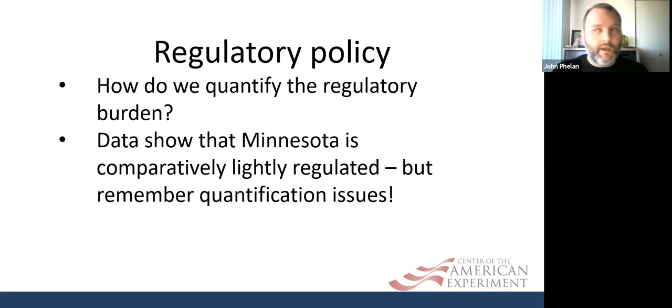So if you want to think of it kind of like a mathematical equation, the regulatory burden you can think of as the number of regulations multiplied by the zeal of enforcement. But again, that just kind of highlights the problem. How do you put numbers into these terms? It's very, very difficult.